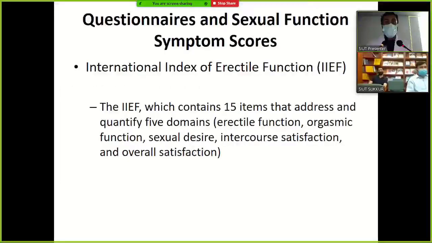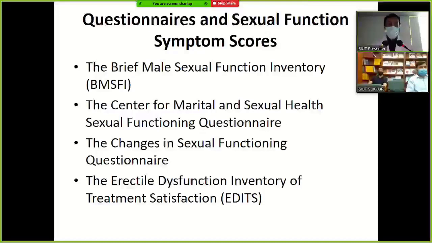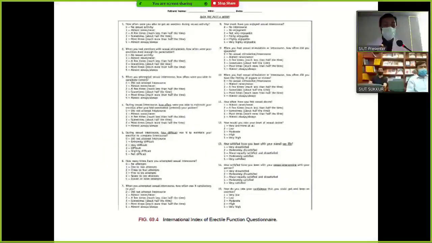Then there are certain questionnaires and sexual function symptom scores. The most commonly used is the International Index of Erectile Function, which includes 15 items that address five domains: erectile function, orgasmic function, sexual desire, intercourse satisfaction, and overall satisfaction. Other symptom scores are like the Brief Male Sexual Function Inventory score, the Center for Marital and Sexual Health sexual functioning score, the Changes in Sexual Functioning Questionnaire, and the Erectile Dysfunction Inventory of Treatment Satisfaction. This is the most commonly used IIEF score.